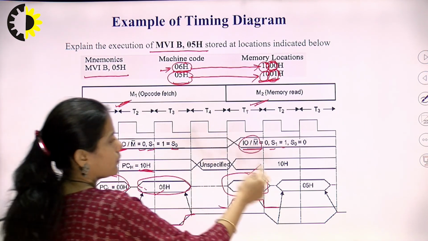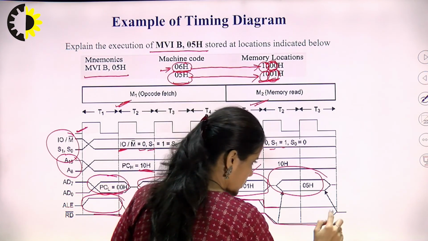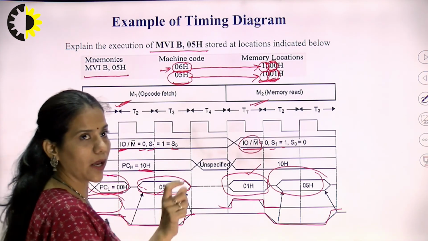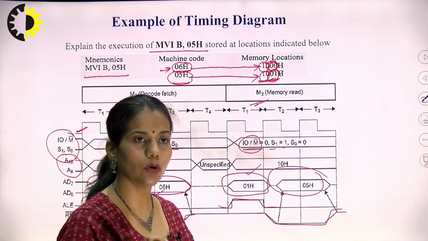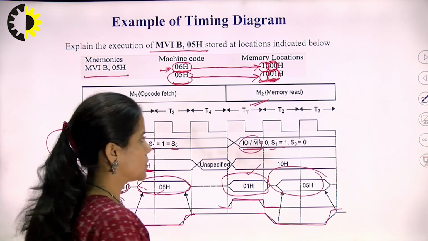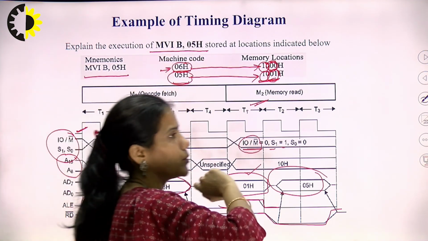Now during the reading of the data from the memory, again the read operation is activated, and this is represented by the logic low at the read signal. So in this way, this completes the timing diagram of this instruction MVI B, 05H.